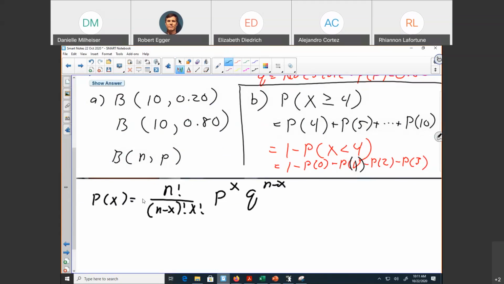This is nCx as written. You need a value for n, a value for x. You use a combination tool. All right.